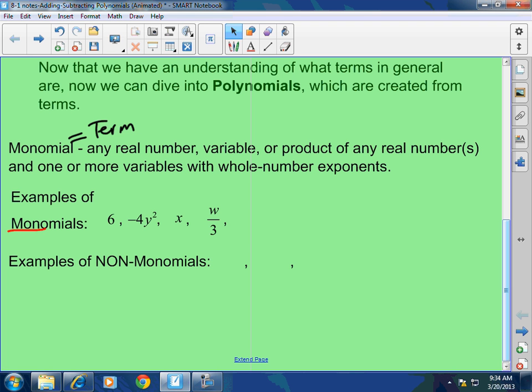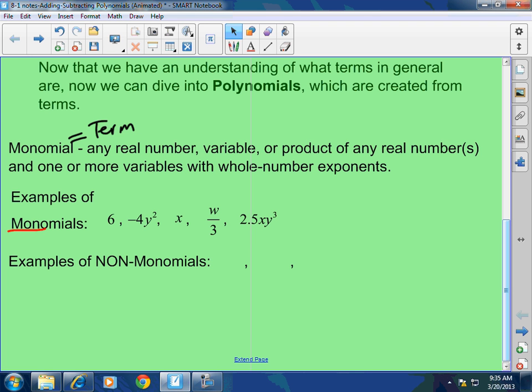W over 3. That's a real number. That's 1/3. 1/3 times W is W over 3. W has a whole number exponent. That's a monomial. 2.5xy cubed. 2.5, that's a real number. X is a variable. Y is a variable. And the exponents of x and y are both whole numbers. So those are examples of monomials.